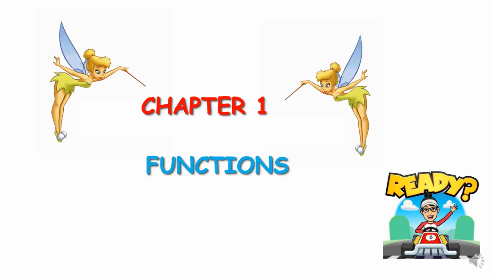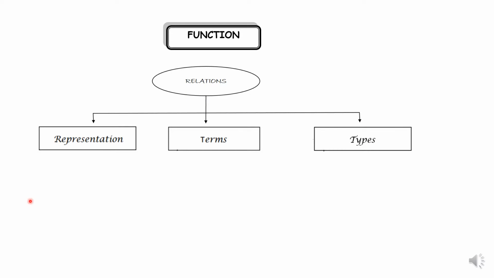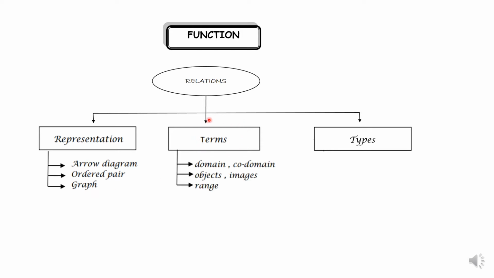Let's start with Chapter 1, Functions. Under relations, we have representations: arrow diagram, ordered pairs, and graph. For terms, you need to know elements of domain, codomain, objects, images, and range, and types of relations, that is one-to-one, many-to-one, one-to-many, and many-to-many.